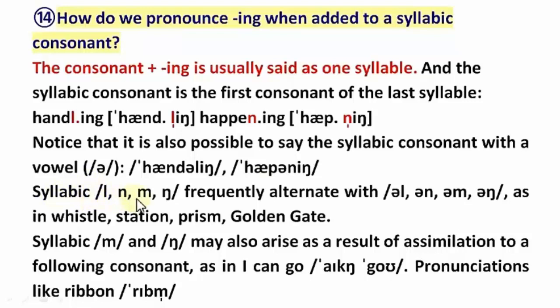Syllabic L, N, M, and N nasal frequently alternate with schwa plus L, schwa plus N, schwa plus M, as in whistle, station, prism, golden gate. Syllabic M and NG may also arise as a result of assimilation to a following consonant, as in I can go becomes I can go. Pronunciations like ripe M.